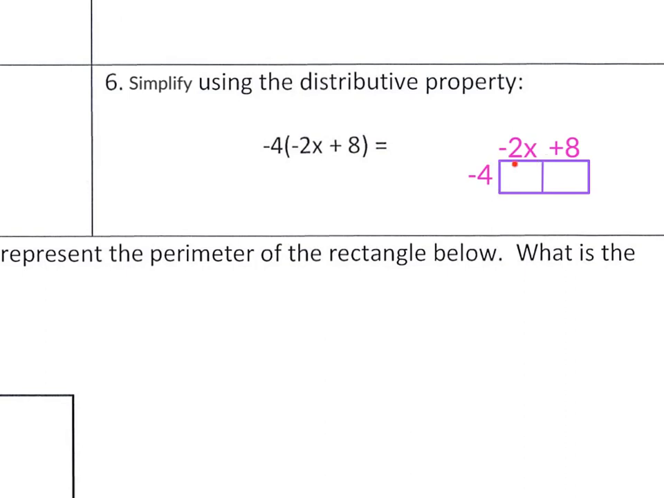-4 times the -2x. -4 times -2 is 8, times the x just gives us that 8x. And then the -4 times 8 gives us a -32. And that fills in the second cell. So now that I've used my area model, we can write it outside of the area model, 8x minus 32. Nothing can be combined. There's no other terms to combine. So that is my answer for number 6, 8x minus 32.